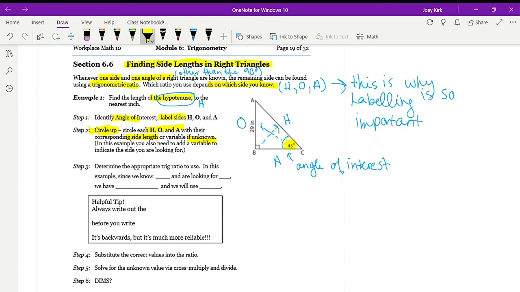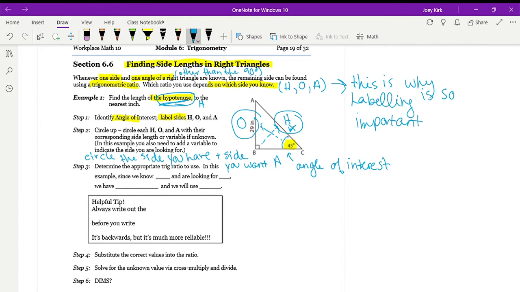So I don't actually do all of them. I circle the one that I have and the one that I want. So I'm going to make a little edit to this. I think it makes it easier. So an alternate to step two is circle the side you have, and the side that I have is the side that is 29 inches. So circle the side I have and the side you want. Now, I want the hypotenuse. So the hypotenuse is this side, and because there's no side length, we're just going to call it x.